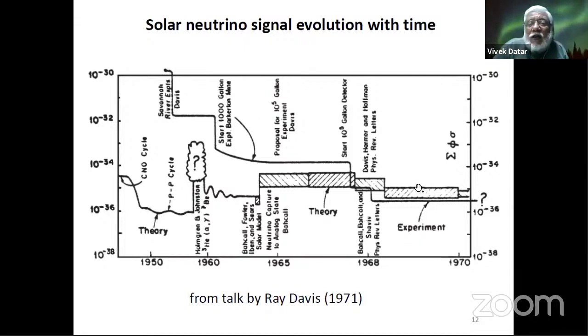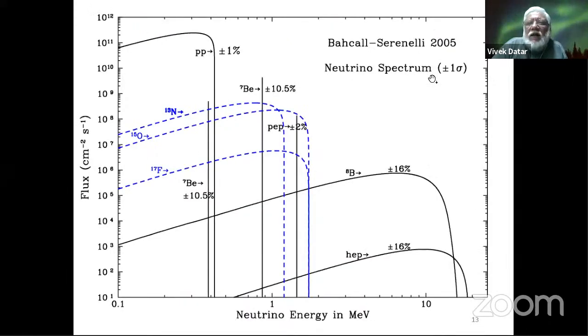And these two started to meet at some point. Otherwise, theory was saying that there's too few neutrinos, and this was becoming a little difficult to detect. But finally, theory and experiment came together, and that's when Davis got going.